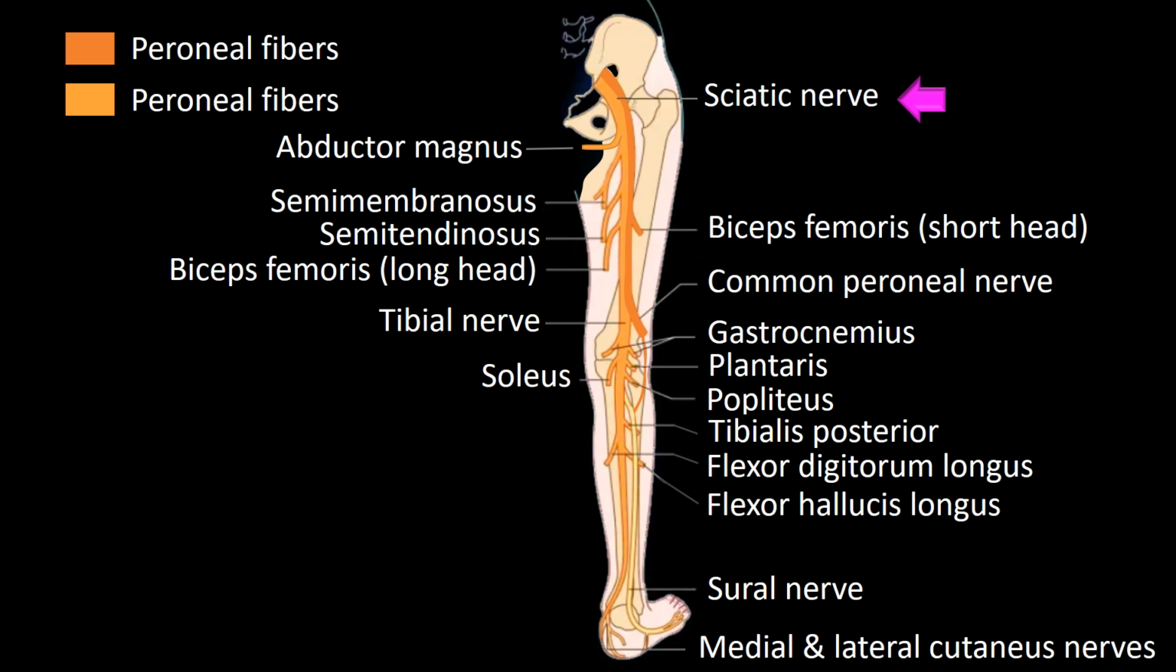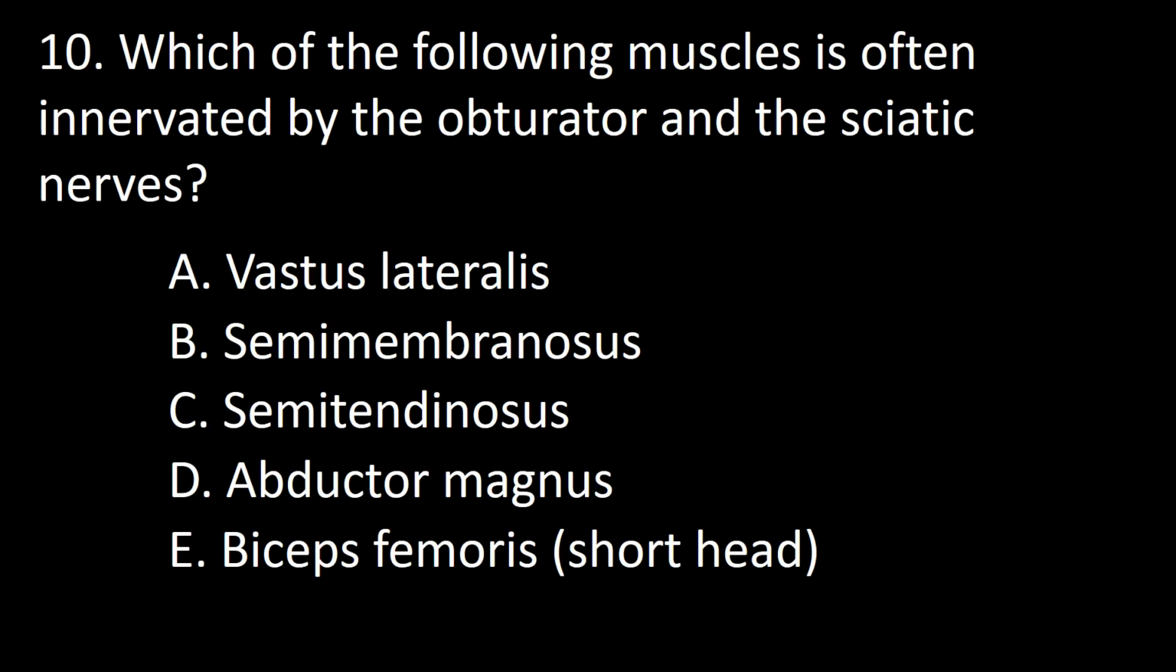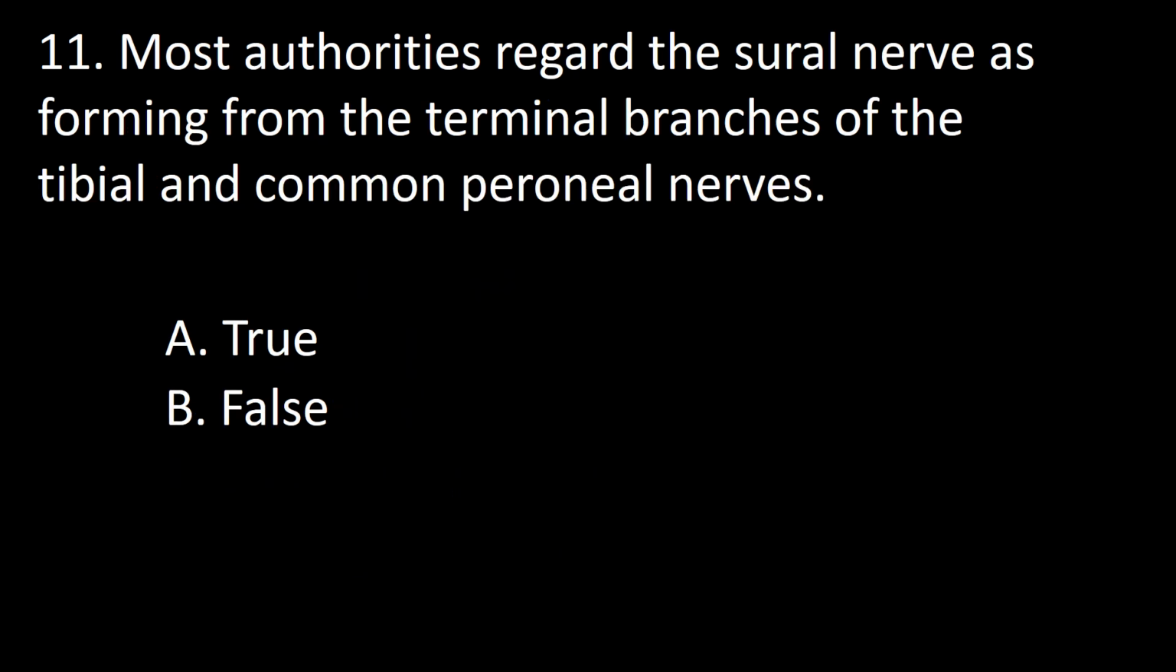The spinal nerves forming the sciatic nerve are often involved in this herniation. The sciatic nerve trunk is often involved with posterior hip dislocation and injections in the superior medial gluteal region. So the answer to this question is D. Next question.